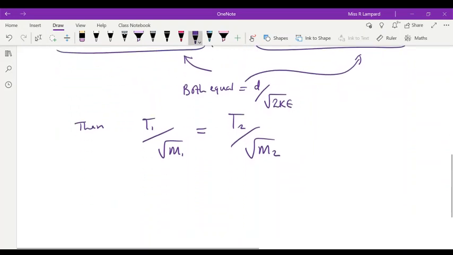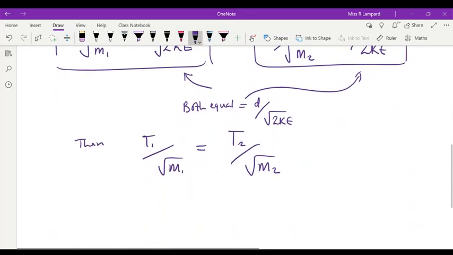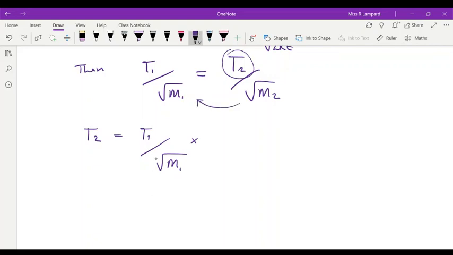And then we suddenly realise that we have all of this information. So if we scroll back up to the top, we can see that T1 is equal to 2.83 times 10 to the minus 5. So just pop it down here. But actually, perhaps what we want to do first is rearrange this, because what we don't know is T2. With a simple bit of rearranging, we can say that T2 is equal to T1 divided by root M1, times, because it's dividing over here, so when we bring it up it's going to multiply, the square root of M2.